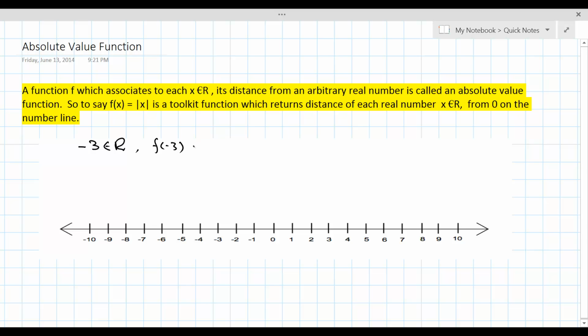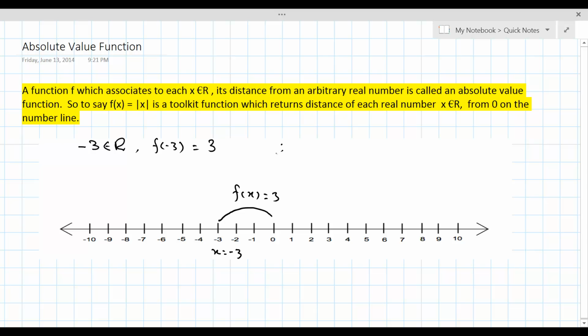If -3 belongs to R, then what is f of -3? F of -3 is its distance from 0, from the origin. So here, if -3 is here, let's say x is equal to -3. Then what would be f of x? The f of x would return its distance from the origin. So f of x would be equal to 3 units. So we will say f of -3 is equal to 3.